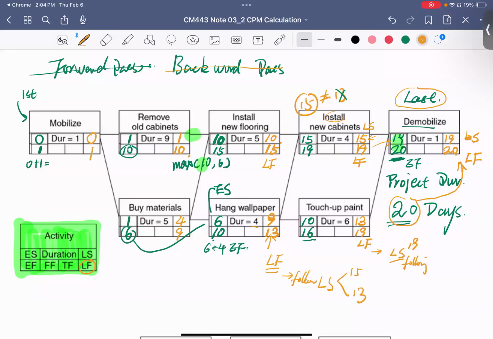So if there are no questions for this backward pass, we are moving to the last challenging thing. Let's do the total float, and then we do the free float. Okay. The total float is much easier because we always do it in the box. So the equation. Question? Okay, go ahead.